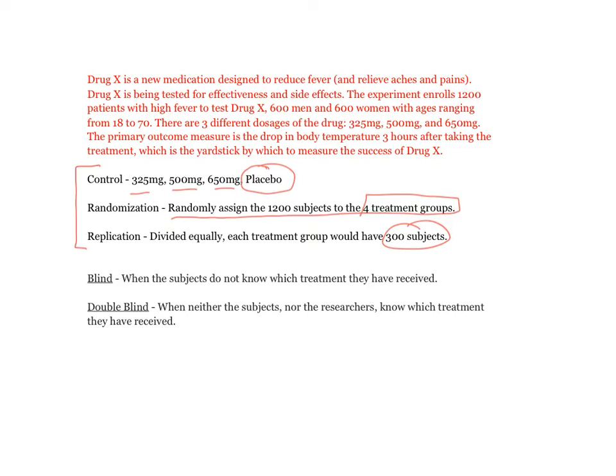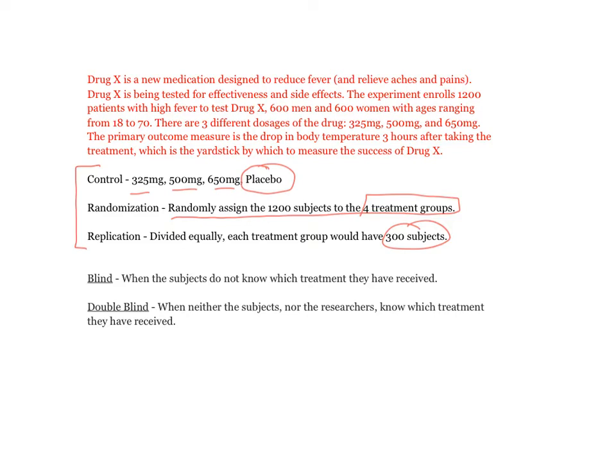2 other terms that go along with this are blind, and that's when the subjects do not know which treatment they have received, and of course we want that. The subjects, we really don't want them to know which one they're getting because, again, if they know they're getting the strongest medicine, they may get the best results because they think they should. Okay, so that's what blind means.